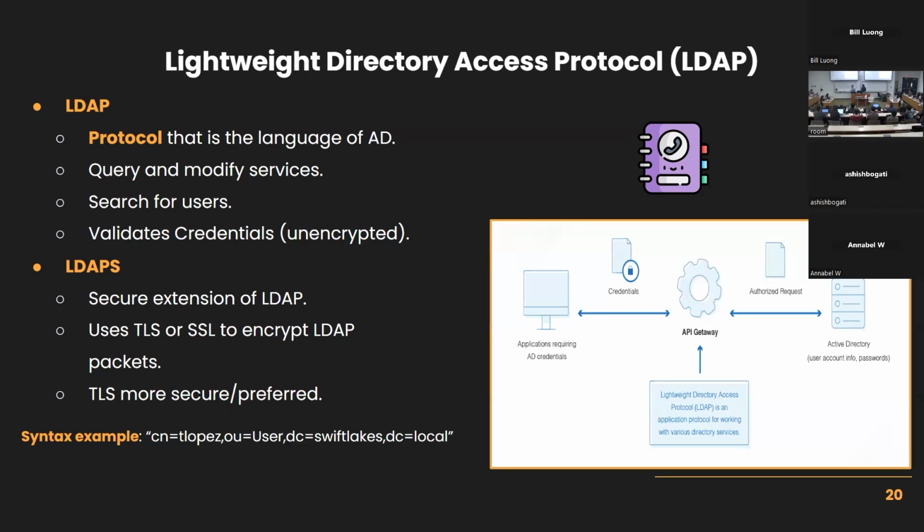Just below it is the syntax. So CN is the common name, so we have T Lopez. OU is the organizational unit that it belongs to, which is user, and then the domain component Swift Lakes, and local being the root level domain. So you can see it as a hierarchy. You start at local, go down to Swift Lakes, then you go into the OU user, and then within that OU is T Lopez.